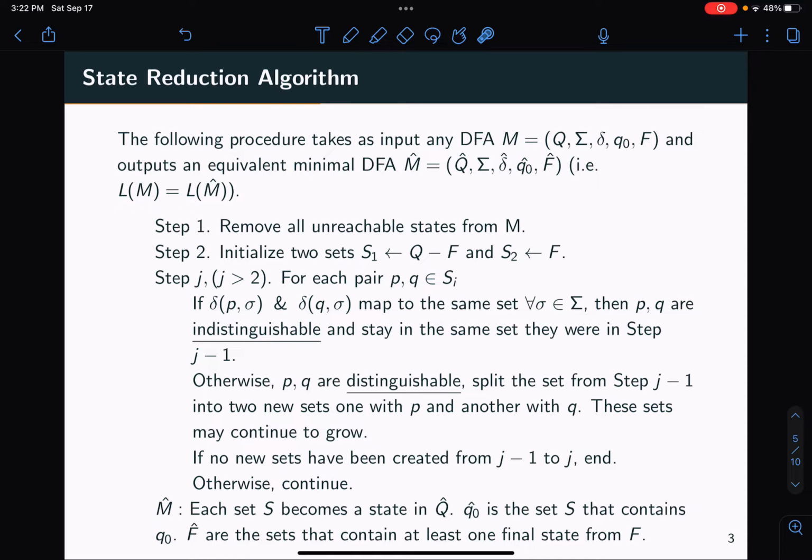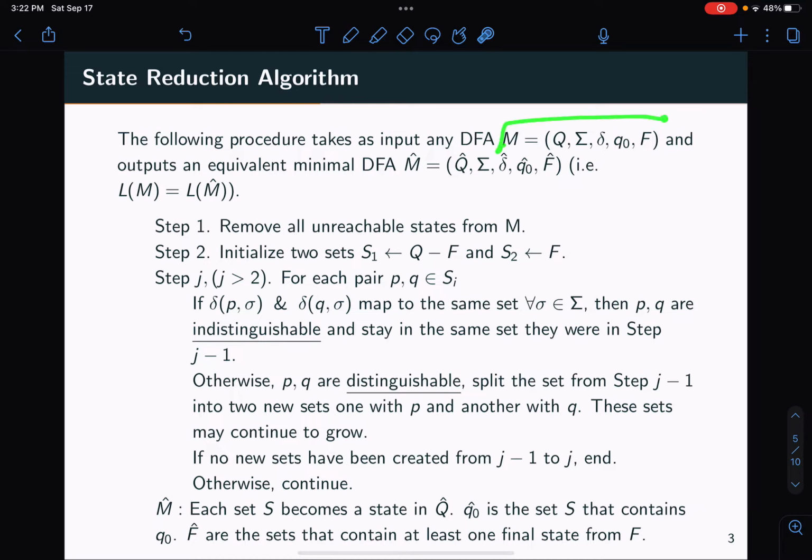And this DFA should be minimum, in the sense that there can be no other machine with a smaller number of states, Q hat, that also accepts the same language. Okay? So how does this algorithm work?